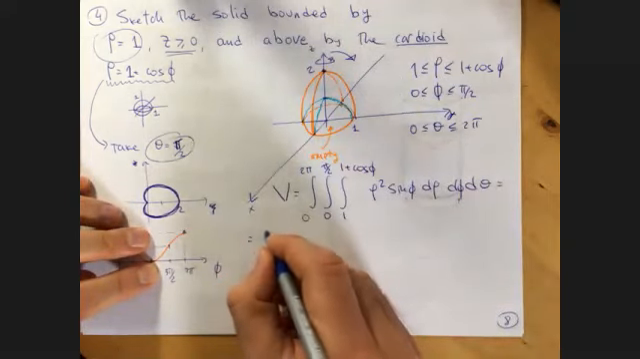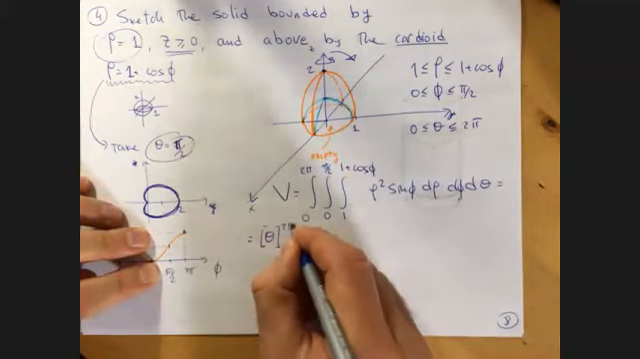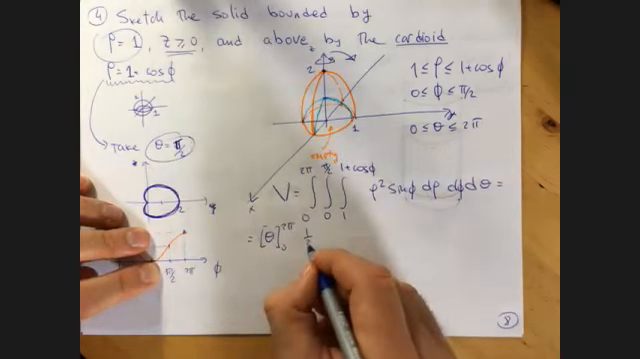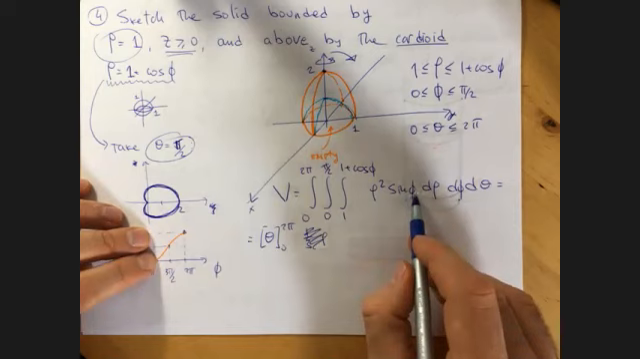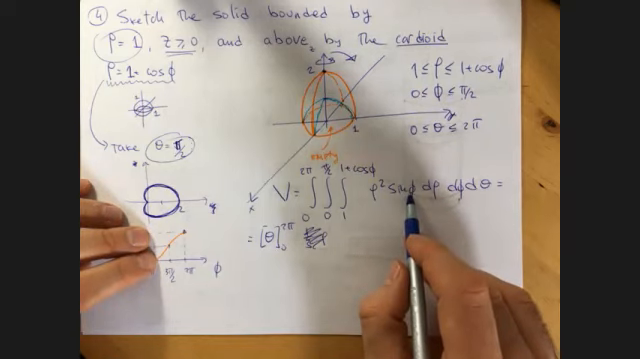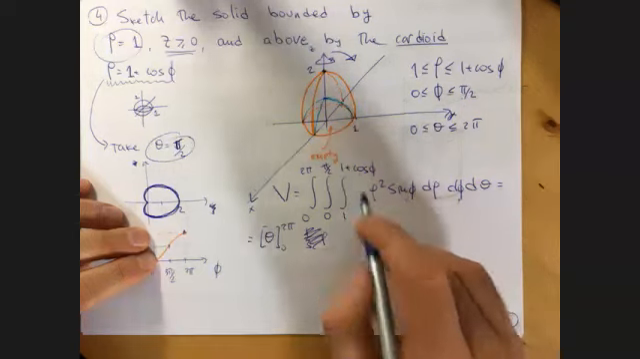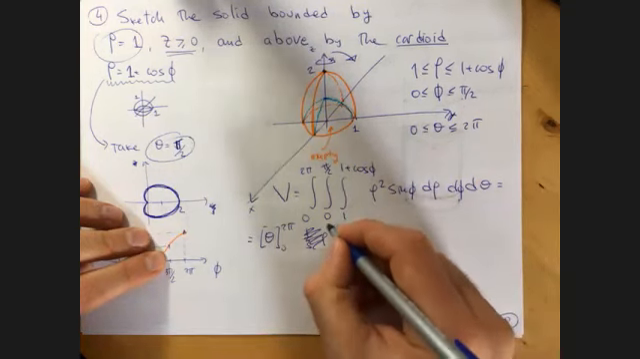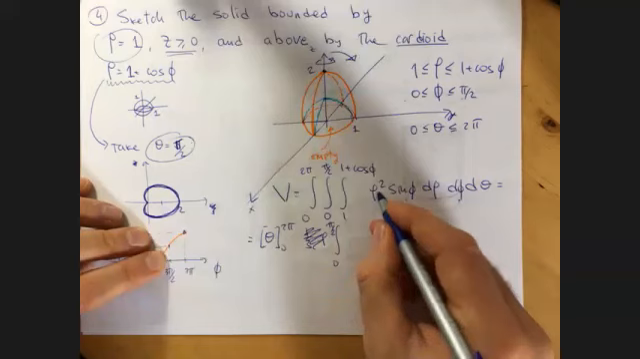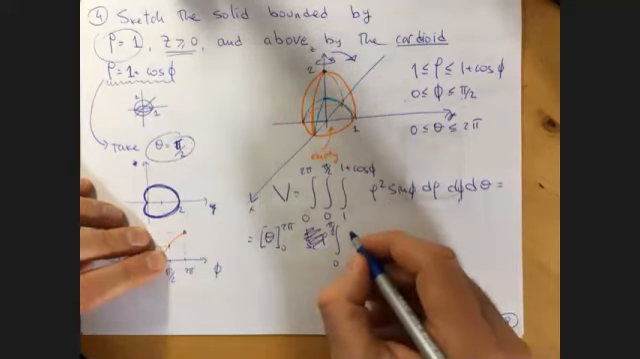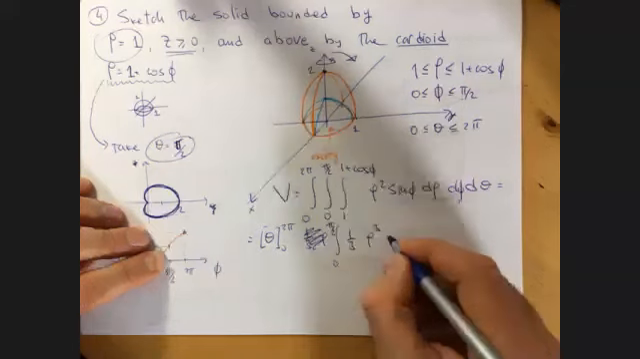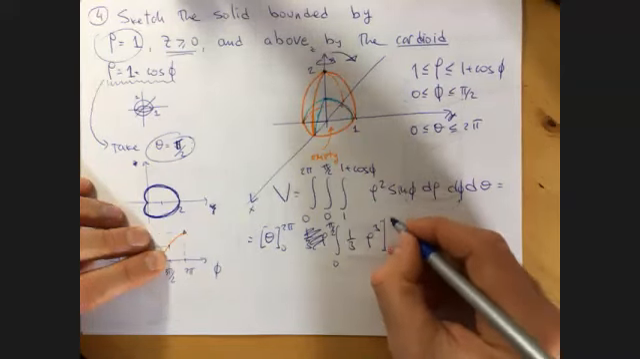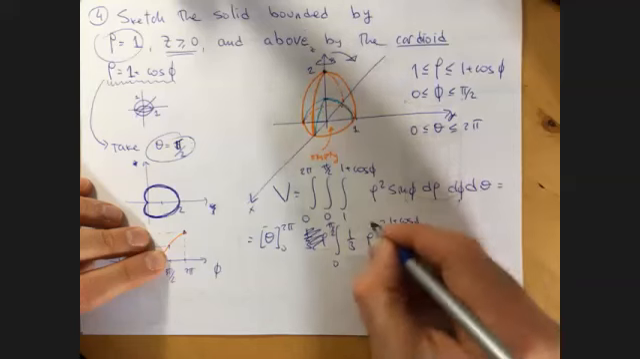So that's theta evaluated from 0 to 2 pi. That's 1/3 rho. No, sorry. I skipped there because rho depends on phi. So times the integral from 0 to pi over 2. Integral of rho squared d rho is 1 over 3 rho cubed, evaluated from 1 to 1 plus cosine of phi.